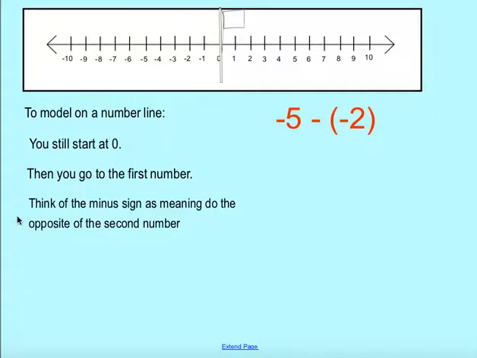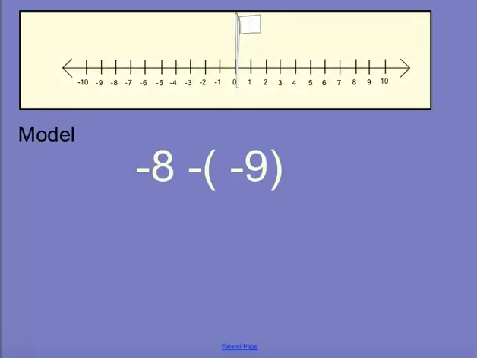Next, you could think about it on a number line as well. So if we have negative 5 minus a negative 2, we first start at our negative 5, and then we think of the minus sign as meaning to do the opposite of the second number. Well, the opposite of the second number is 2, so we're going to go forward 2. All right, so we get negative 3. And this is just fine to do with a lot of things. So we can start at negative 8 and minus a negative 9. Well, that's just adding 9, so we go all the way back to 1.